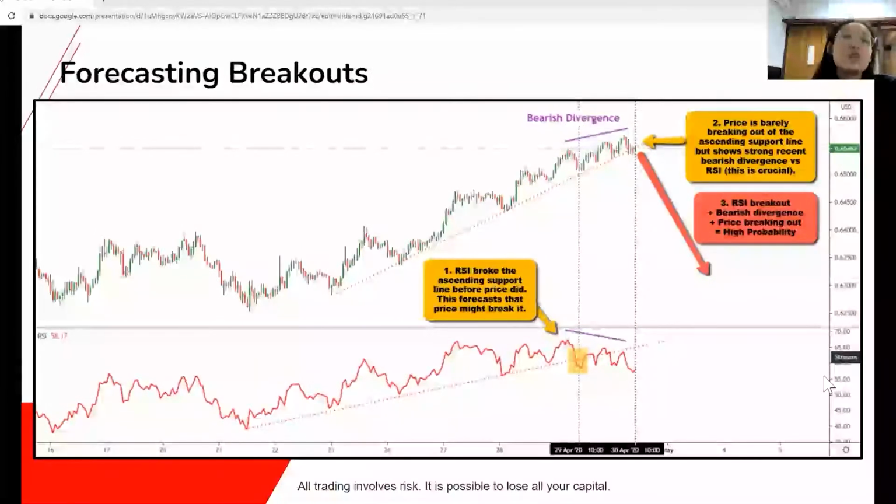So now we're moving on to forecasting breakouts. Here you can see price on our price chart is moving in an ascending trend line. And on our RSI, it's also moving in an ascending trend line. But if we take a look between these two columns that we've highlighted, the RSI broke the ascending support line before price did. So this forecasts that price might break out of that same support line.